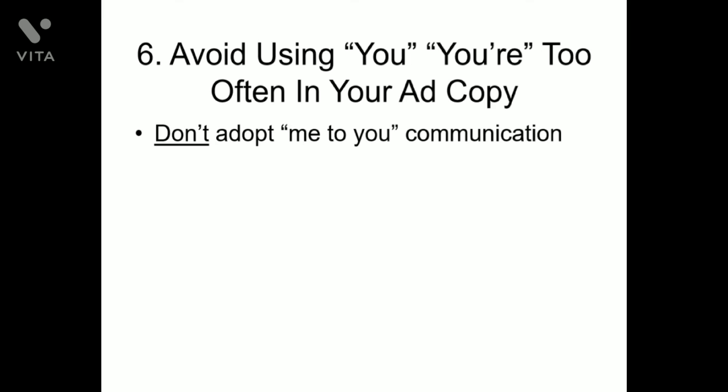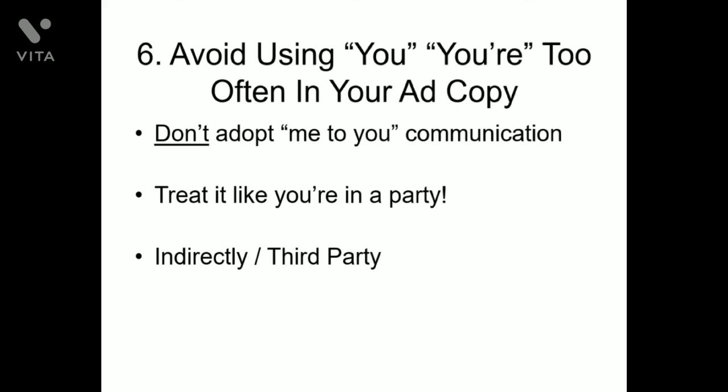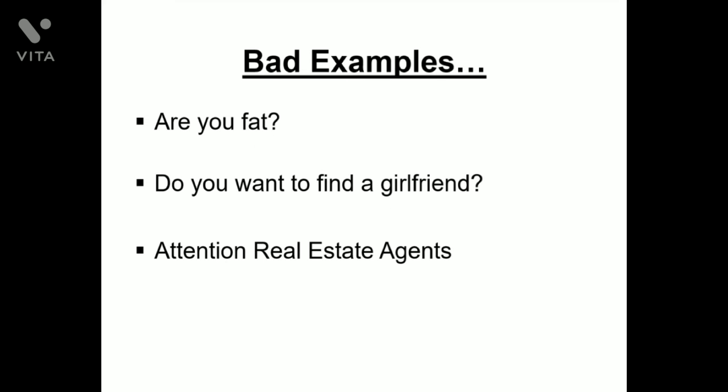So you don't want to be adopting a me-to-you communication. You have to treat it like you're at a party. So when you write, you want to be indirect or speak in a very third-party manner. Let me give you some typical bad examples that people write very directly, like, are you fat? You don't want to start off like that. Or are you facing this problem? Do you want to find a girlfriend? Clearly not, okay?